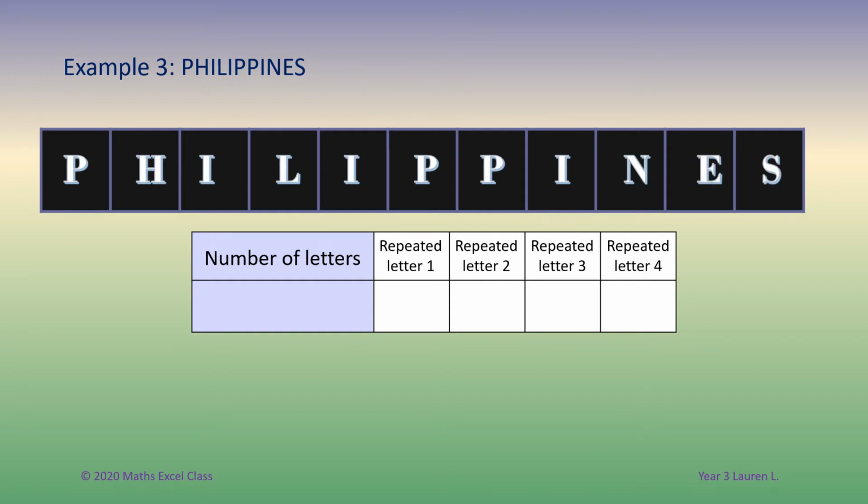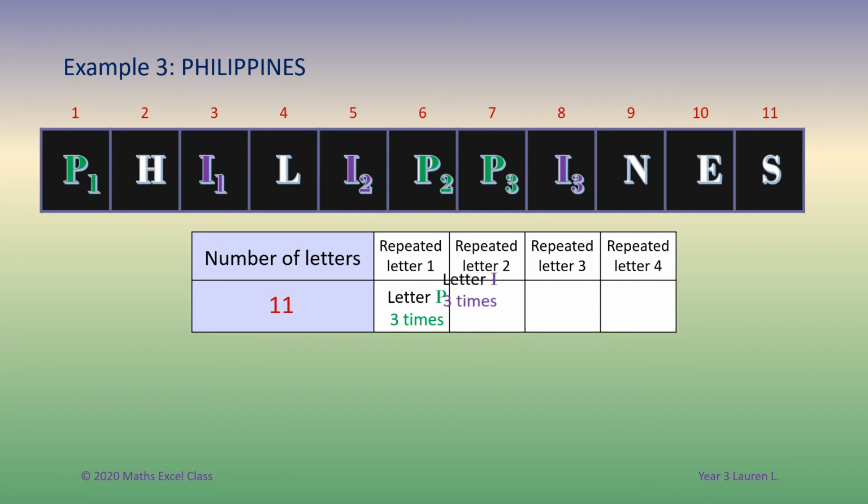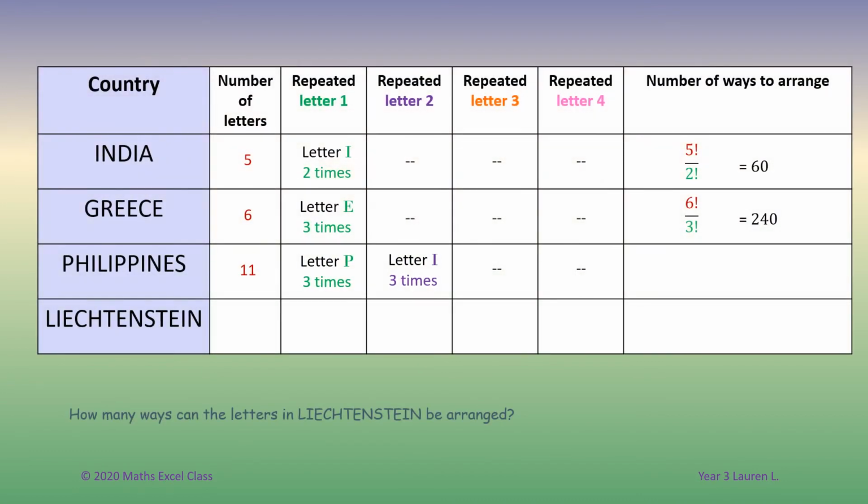Our third example is Philippines, spelt P-H-I-L-I-P-P-I-N-E-S. Philippines has 11 letters, and its first repeated letter is the letter P, which is repeated 3 times, and its second repeated letter is the letter I, which is also repeated 3 times. It does not have any other repeated letters. For the country name Philippines, our number sentence would be 11 factorial over 3 factorial times 3 factorial.